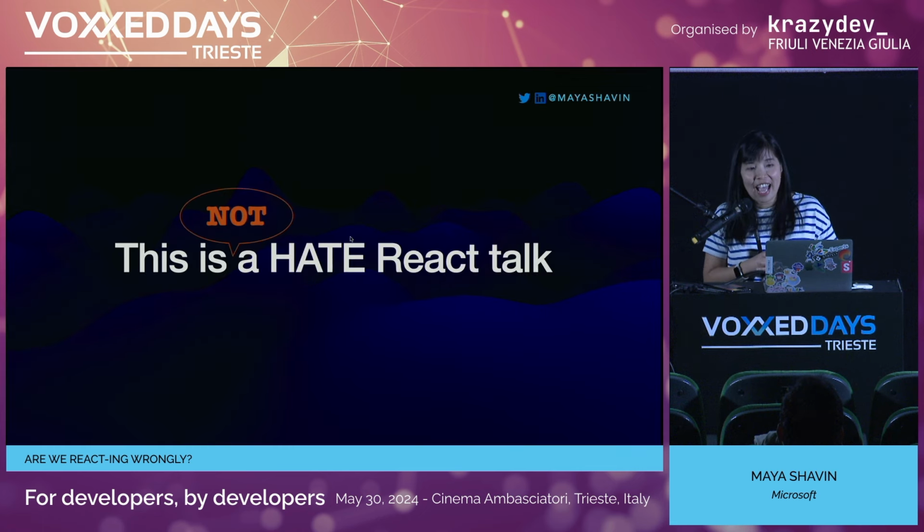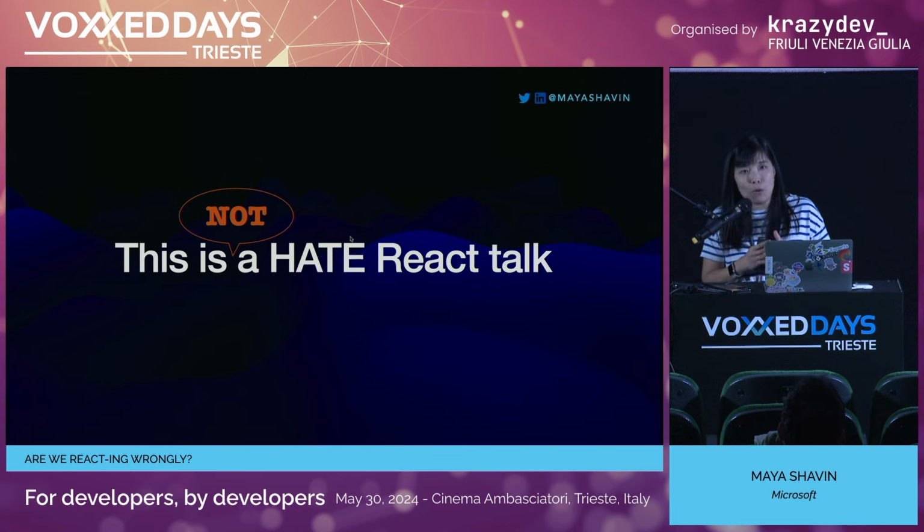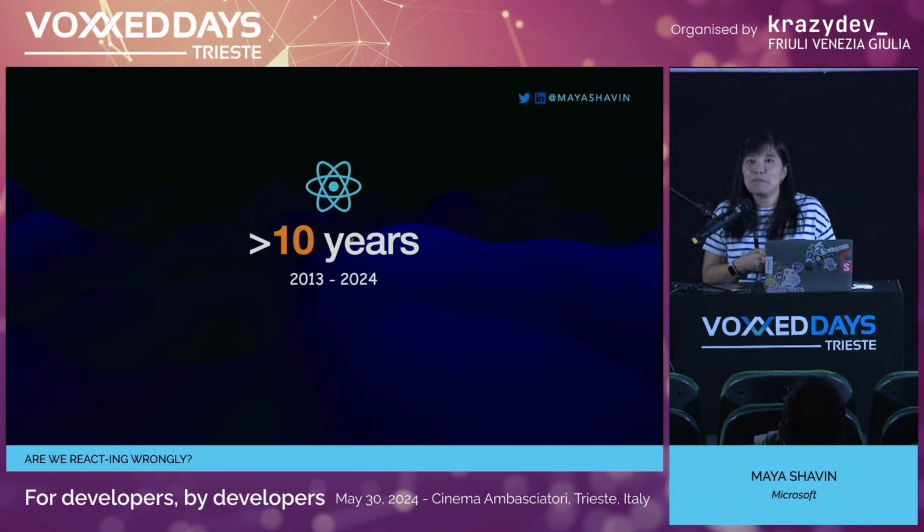Okay. First and foremost, disclaimer: this is not a hate React talk. Though I just wrote a book about Vue, it doesn't mean that I want to talk about how much I hate React, though I work with React. So anyway, this is just a talk about how we can improve our way of writing code in React to make it better. But first and foremost, let's do a small recap.